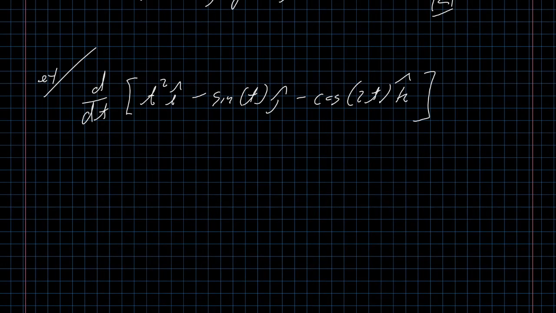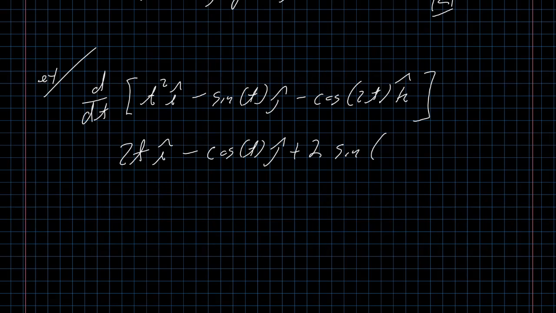The derivative of t squared is 2t. The derivative of minus sine of t is minus cosine of t. The derivative of minus cosine of 2t is, well, derivative of minus cosine is sine, but we've got a 2t, so we use the chain rule and get 2 times the sine of 2t in the k direction. Nothing new. All of the rules for taking derivatives work exactly the same as all of the rules that you've already learned for taking derivatives.